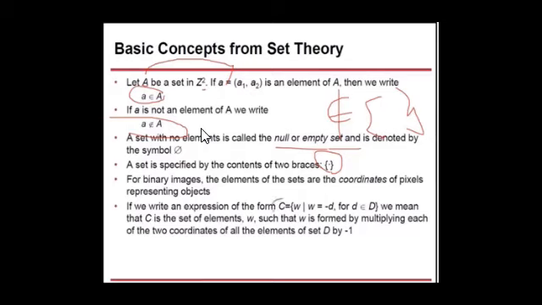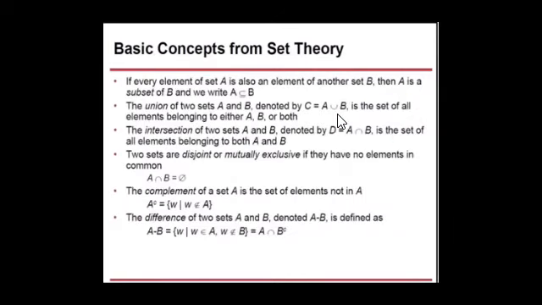A set which does not have any element is called a null or empty set, and it is denoted by the sign phi. The elements of a set are written in braces. If every element of set A is also an element of set B, then we say that A is a subset of B. For example, India is part of the total Earth, so we say India is a subset of Earth.